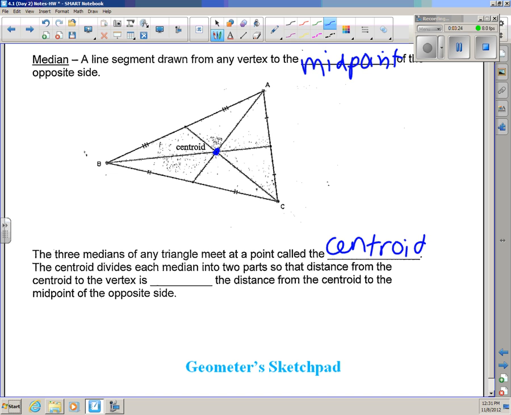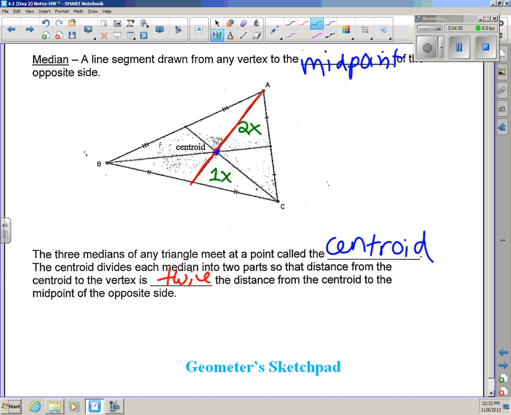This is the one that has the most important information. The centroid divides each median into 2 parts so that the distance from the centroid to the vertex, this distance right here, is twice the distance from the centroid to the midpoint of the opposite side. So basically we've got a 2 to 1 ratio. You can think of dividing that median into 3 equal parts, and twice those parts is the longer piece, centroid to vertex, and the other part is from the centroid to the midpoint.